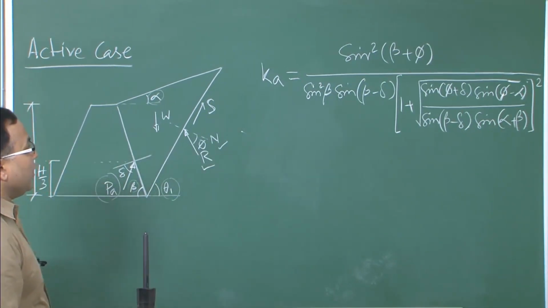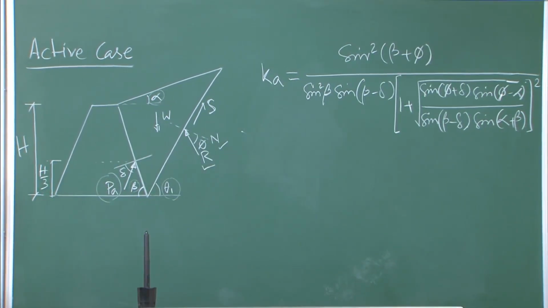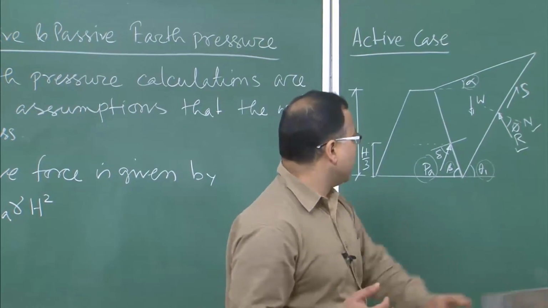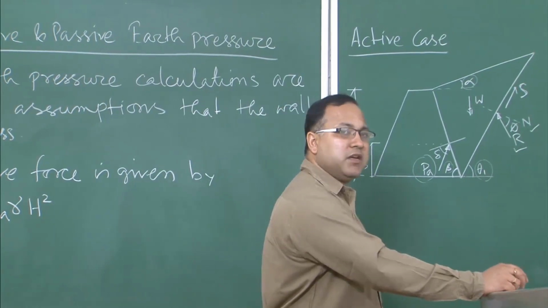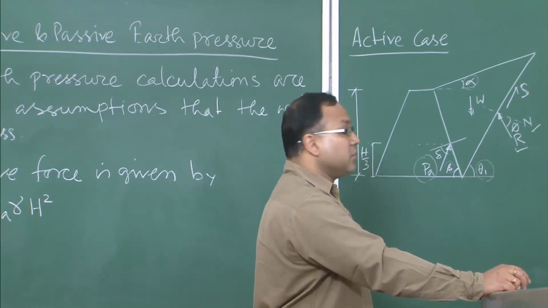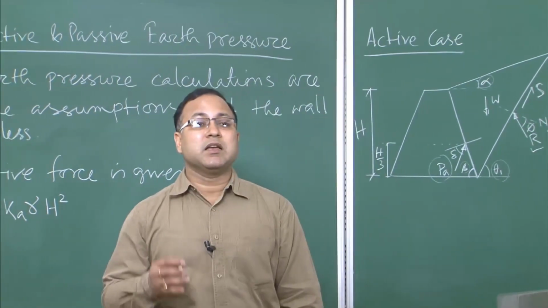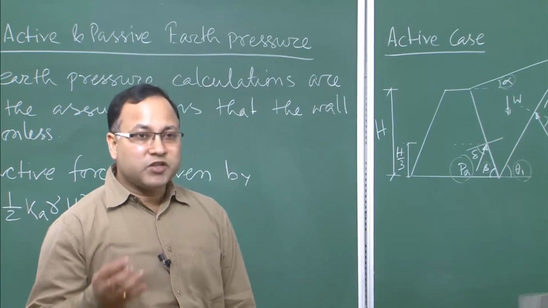Okay. Now, everything is defined. What is beta? Beta is the wall inclination, that is, the inclination of the back face of the wall. Alpha is the inclination of the backfill soil, the backfill slope. Okay. And delta, what is delta? Delta is nothing but the angle of interface friction.